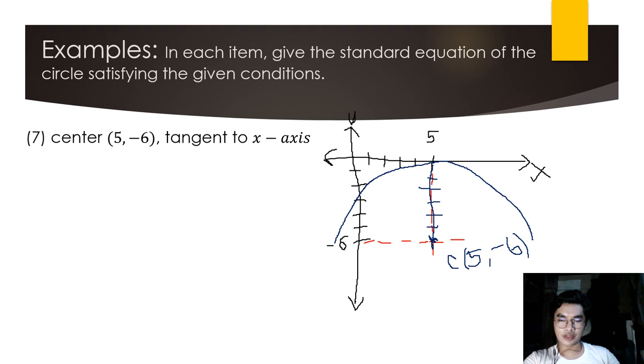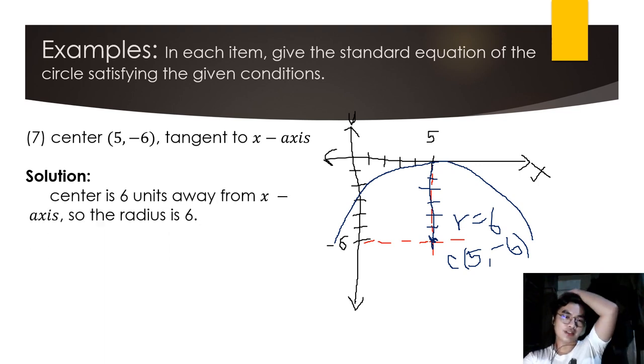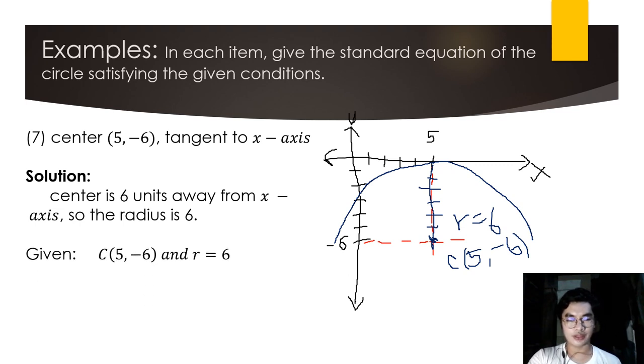So we need to say r is equal to 6. For the solution, since the center is 6 units away from the x-axis, the radius is 6, just like what we did here. So from the given, the center is (5, -6) and the radius is equal to 6.